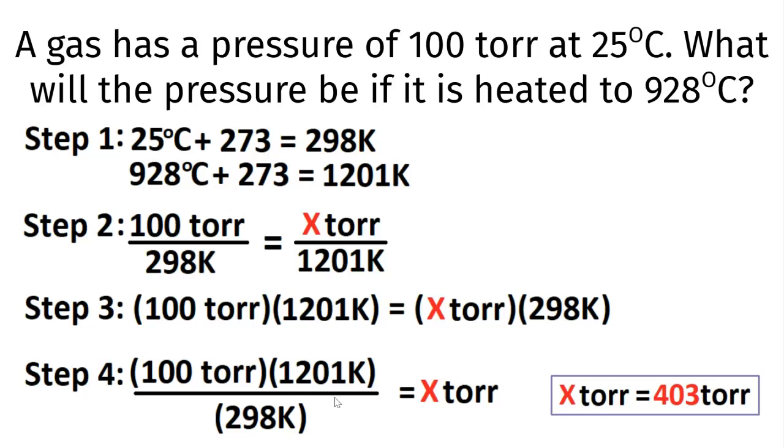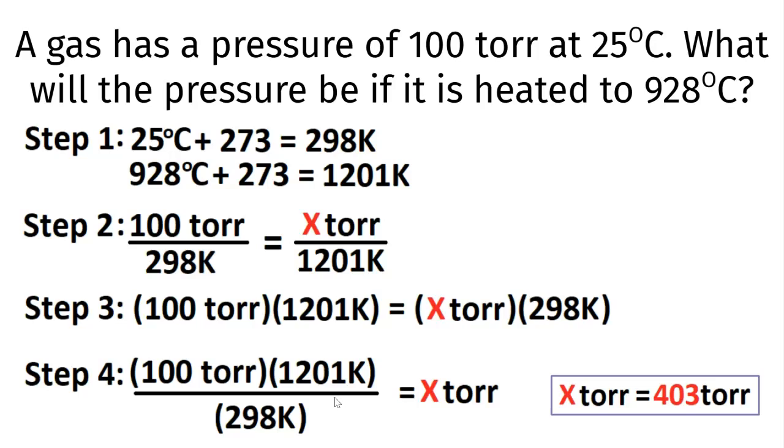For example, a gas has a pressure of 100 torr at 25 degrees Celsius. What will the pressure be if it is heated to 928 degrees Celsius? Again, just like before, we turn our Celsius into Kelvin first, so we add 273, which gives us 298 Kelvin and 1201 Kelvin, and those are the numbers we plug in for our T's.